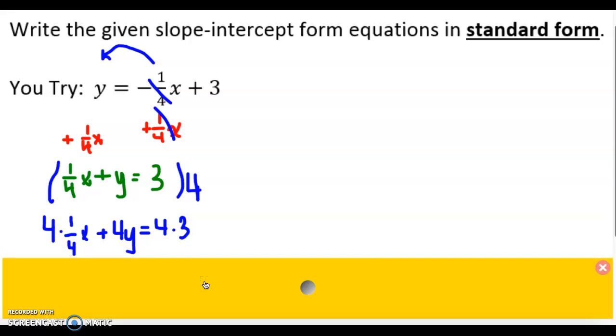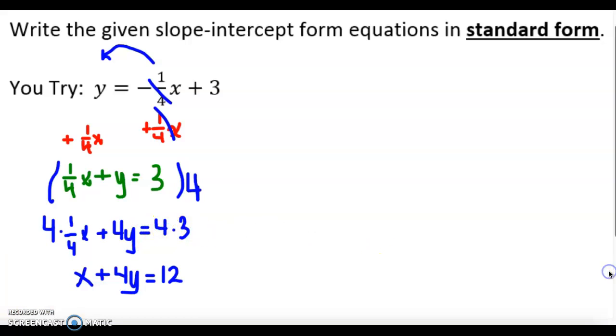So 4 times 1/4 x plus 4 times y equals 4 times 3. And what we're left with is x plus 4y equals 12. Because 1/4 of 4 is 1. So 1x plus 4y equals 12. And that's in standard form. And that's it for our notes today.